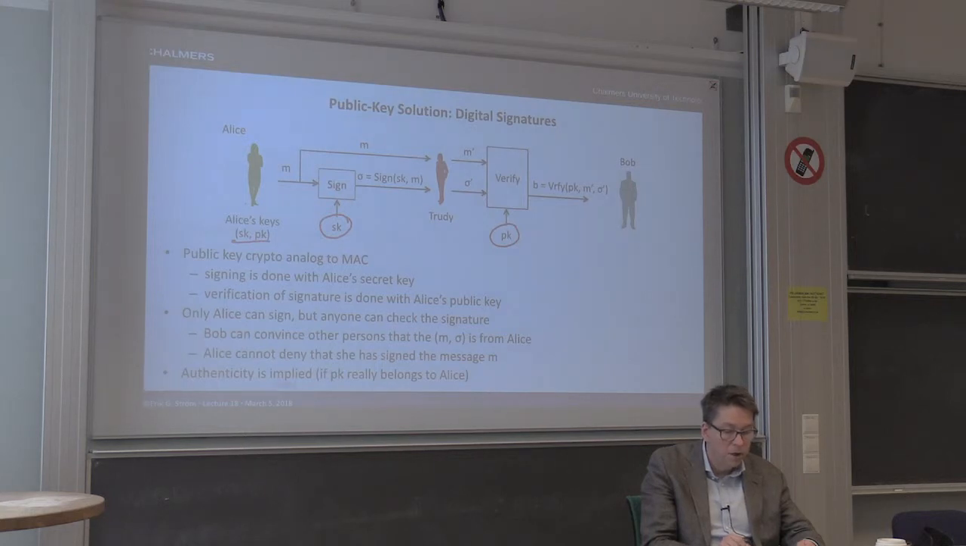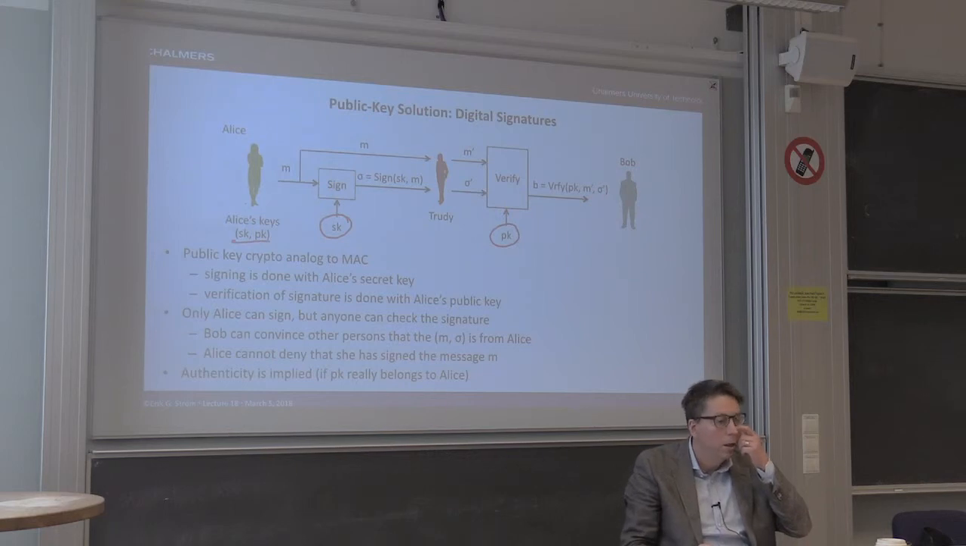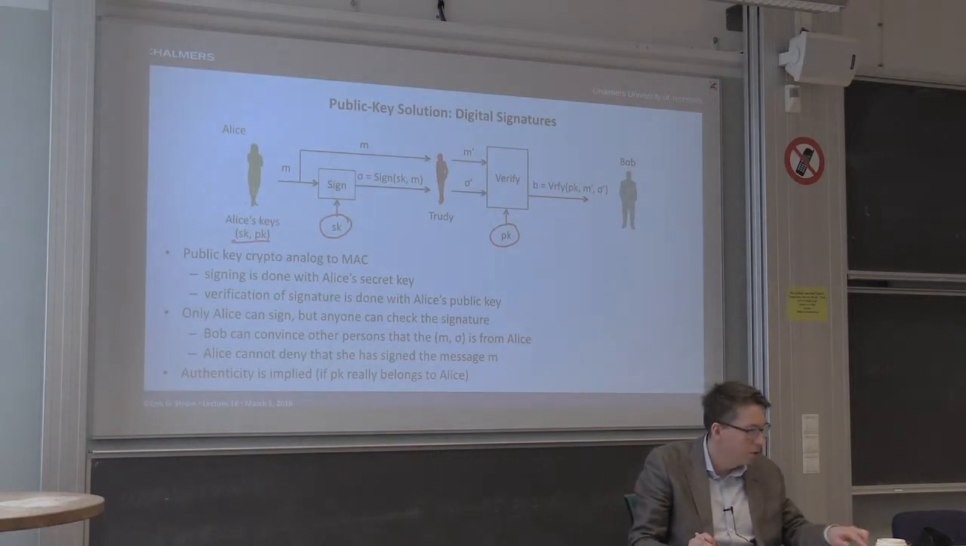Authenticity is implied here. If this private key belongs to Alice, then we know that a message signed with the secret key that goes through the verifying circuitry here can only come from Alice. Questions?